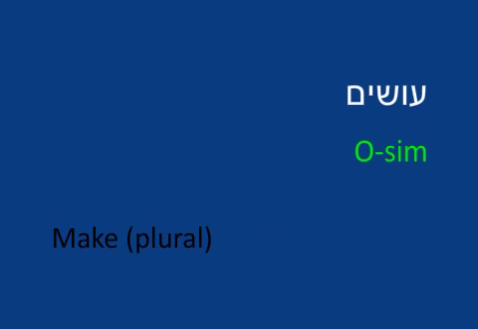Wonderful. Noah, one last verb. Let's learn to say doing or making. When we use a verb in the present tense, it's the same for the first, second, or third person, but it still varies by gender and plurality. Let's learn the verb to do or to make in plural. Osim. This was the masculine form. It's used when speaking about a group of men, but also when there is a mixed group of men and women, or when the gender is unknown.